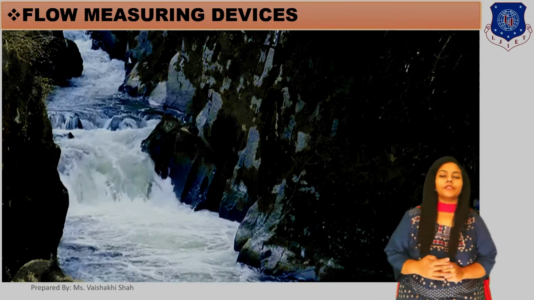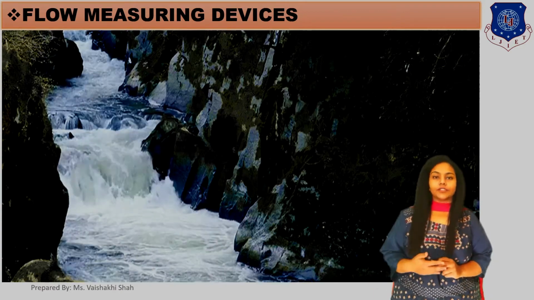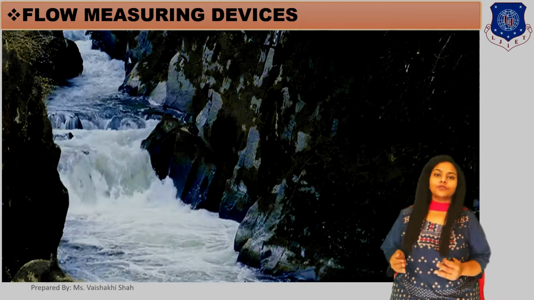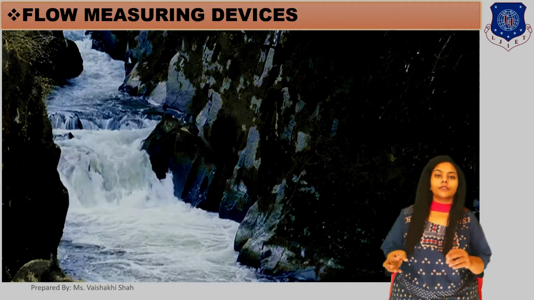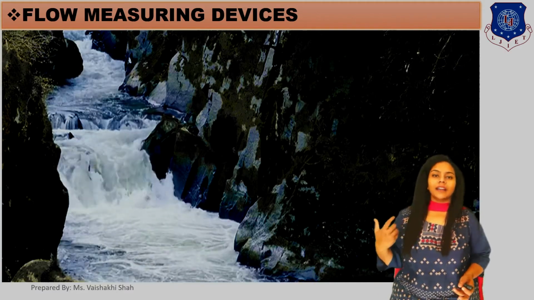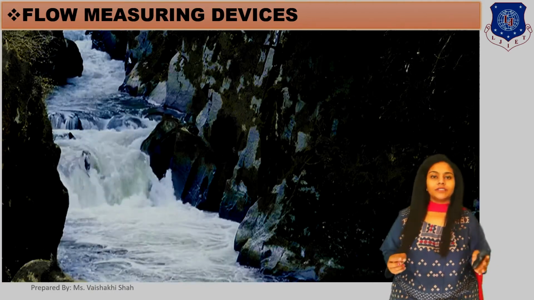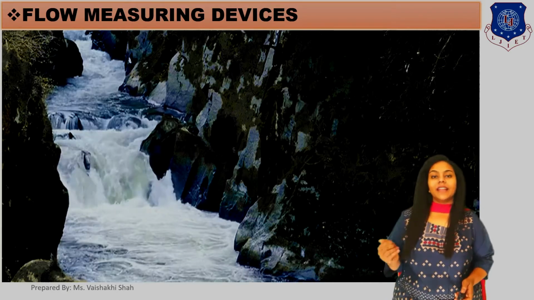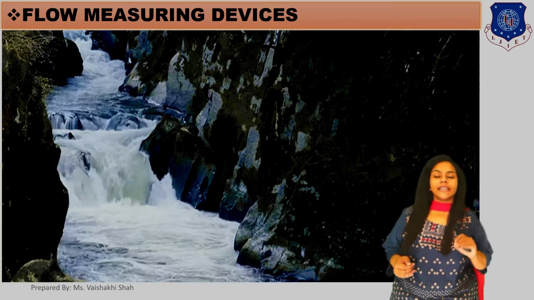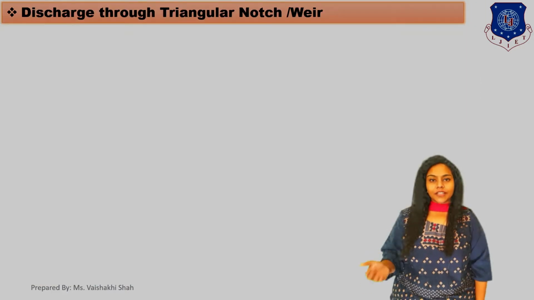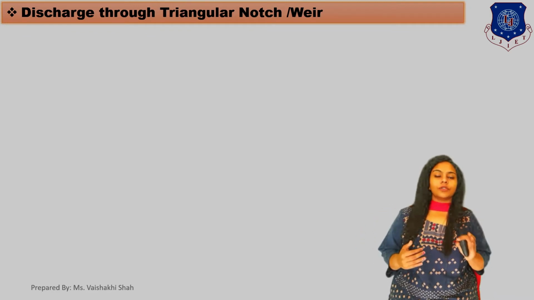In our subject Fluid Mechanics and Hydraulics, in the last lecture we started the topic which is notches and weirs. Notches and weirs both are used to determine the discharge of a fluid. Notches are generally used for small scale discharge and weirs are generally used for large scale discharge. In the last lecture we derived the theory for discharge from a rectangular notch. Now in today's lecture we are going to study discharge through a triangular notch or weir.